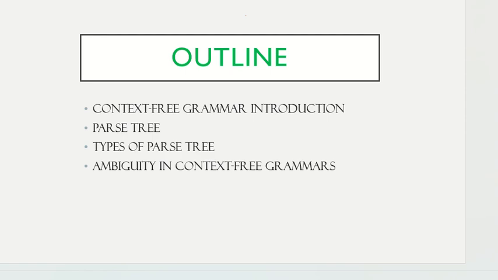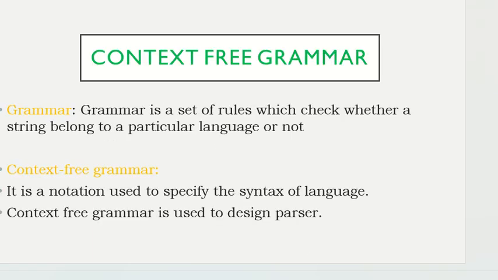In this video, we are covering all these points: context-free grammar introduction, parse tree, types of parse tree, ambiguity in context-free grammars. So first, we have to understand what is a grammar. Grammar is a set of rules which checks whether a string belongs to a particular language or not.